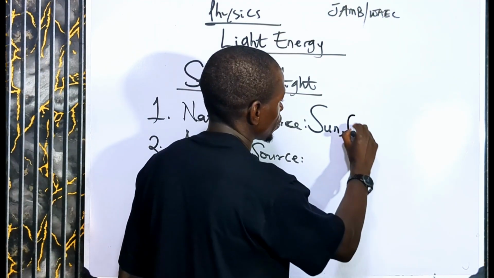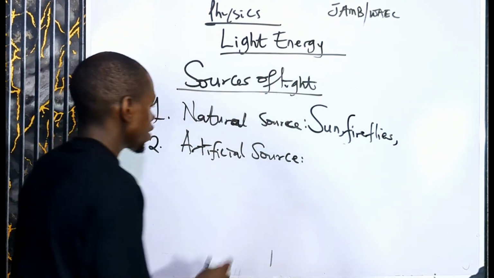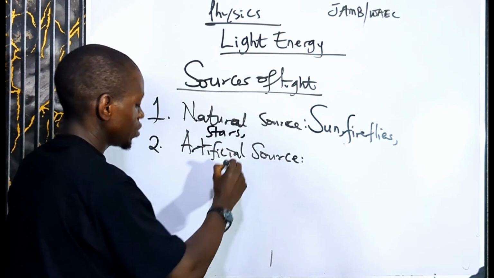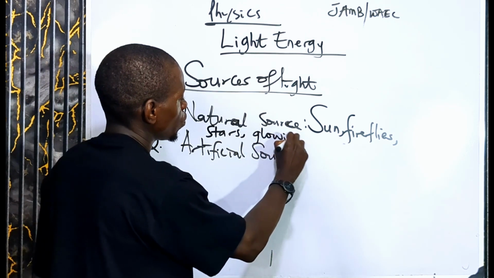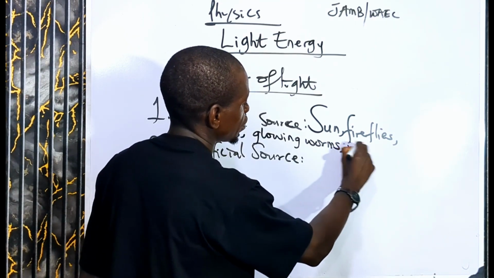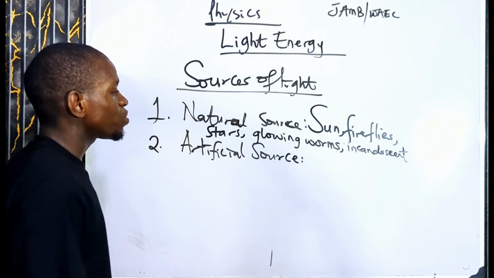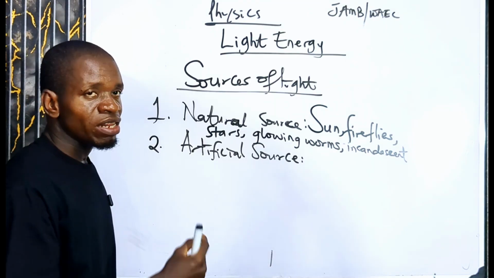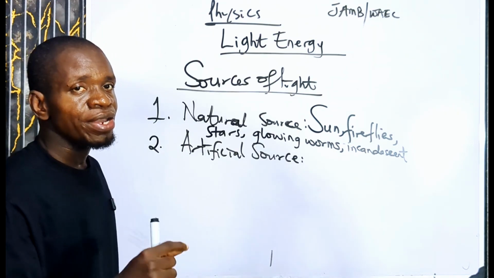So just bear in mind that we have the sun. Then we have fireflies that give out light. We also have stars, and glowing worms, and we also have the incandescent. So these are examples of what we call natural sources of light. They give out light, but they are not made by man. They are made by nature.